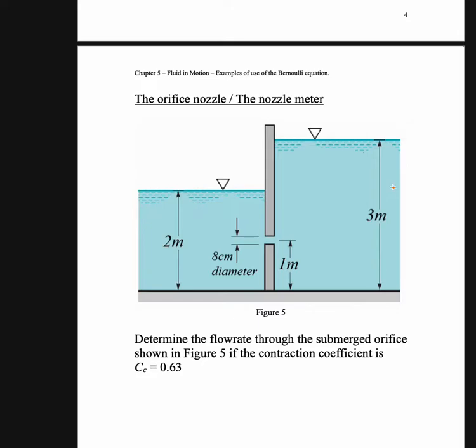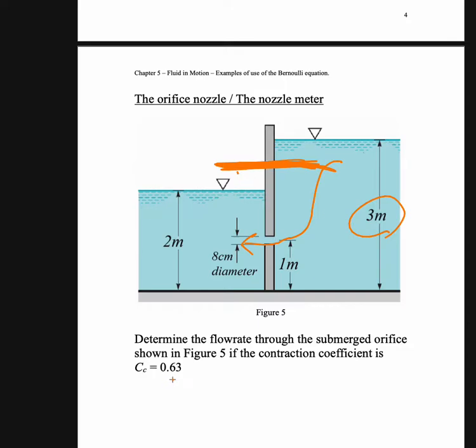So kita ada on the right side we have a 3 meter liquid. So for sure this 3 meter liquid, okay, will flow into this orifice nozzle, and then the water will flow until both tanks have the same level. Okay, so the question is: determine the flow rate through the submerged orifice shown in figure 5 if the contraction coefficient is 0.63.